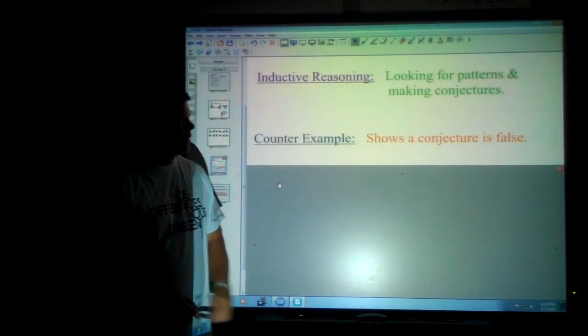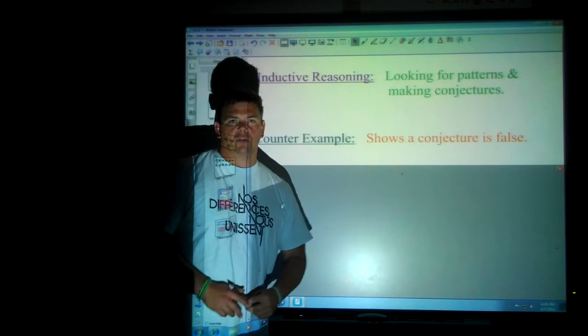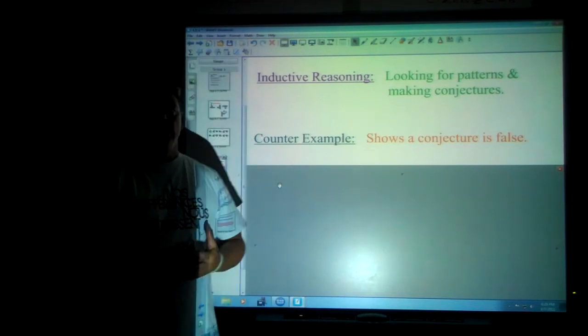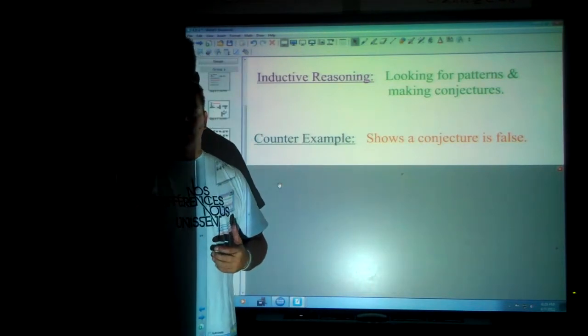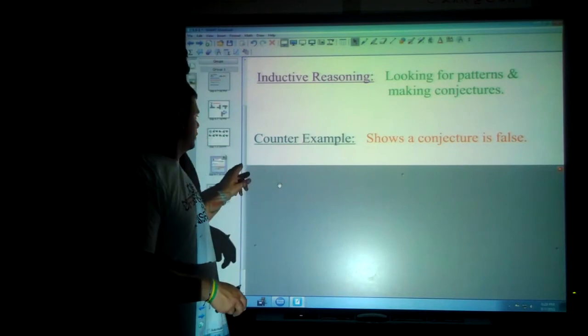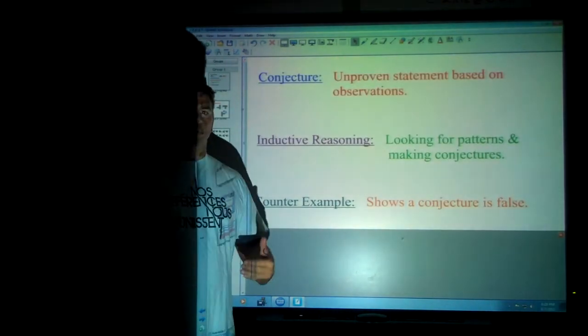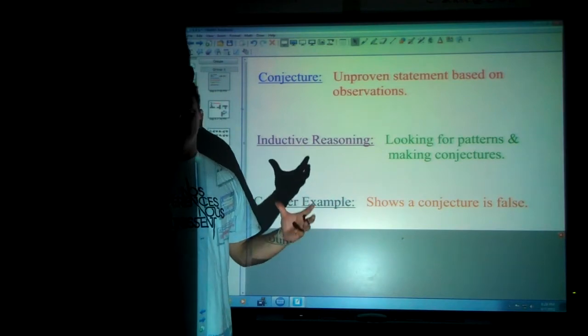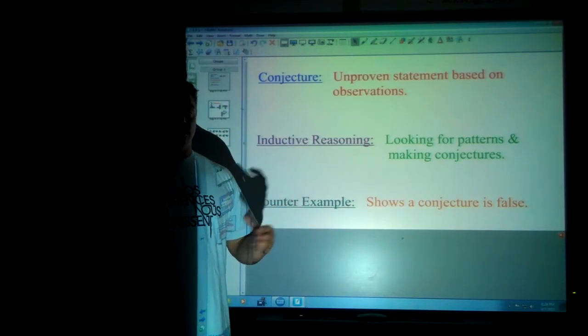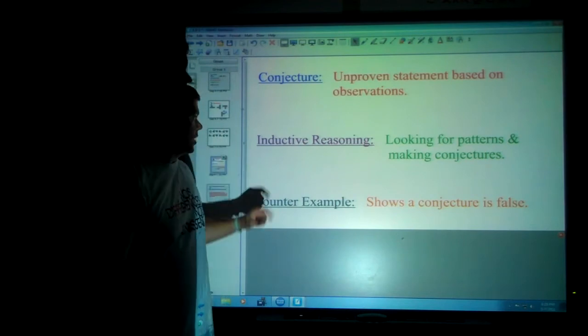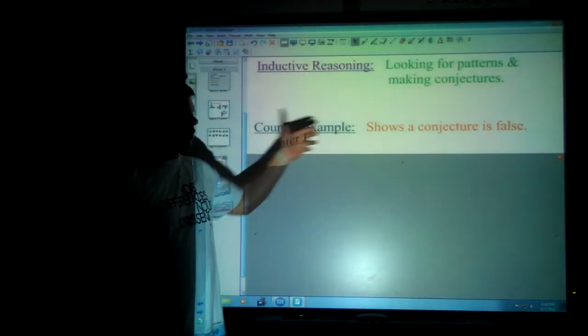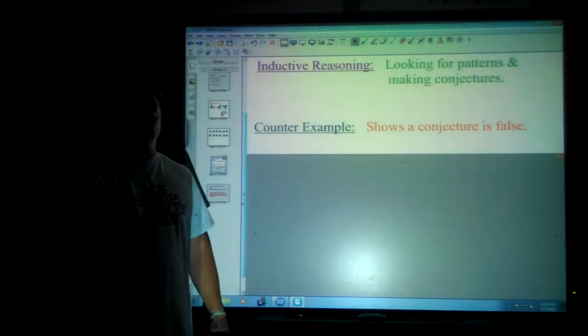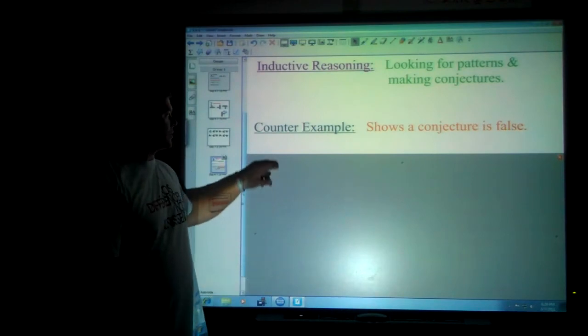A counterexample. A counterexample is something that we would find that shows the conjecture false. In the case of me not parking in that location, that would prove the conjecture that Mr. Corey always parks in the same spot false. It just takes one. I don't have to find five counterexamples. I just have to find one counterexample. And that one counterexample is all it takes to prove the conjecture false. Again, it was based on observation, not based on facts.